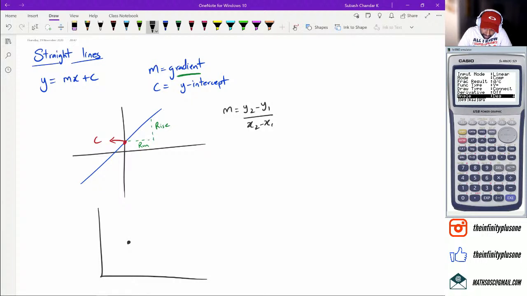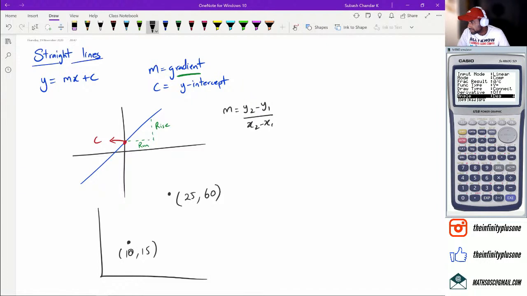We've got a point there, let's call it 10 and 15. And that one there, we're going to call it 25 and 60. I'll just do an easy one today just so that we don't mess things up. So in this case, you want to work out the equation.